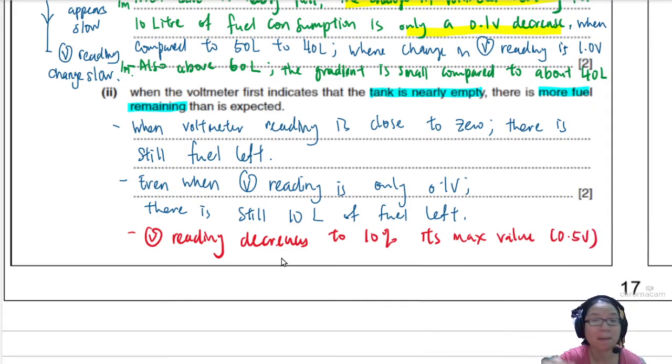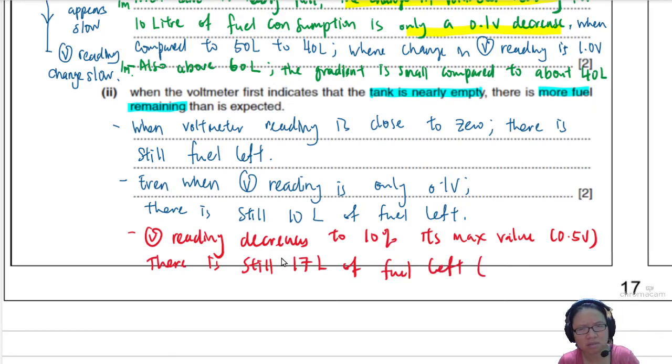And maybe you tell your op amp to turn on, okay, tell what op amp, this one you wait until the next video. And then you tell the LED to turn on. How to tell the LED to turn on? This one you need to stay tuned to the operational amplifier video. Okay, so when the voltmeter reading decreases to 10% of its maximum value, which is 0.5 volt, I can say that there is still more than 10%, 17 liters of fuel left, either 17 or 18 liter, which is greater than 10%, I guess. If you want, we can calculate 17 divided by 80, which is about 22%, which is 21% of the maximum fuel.